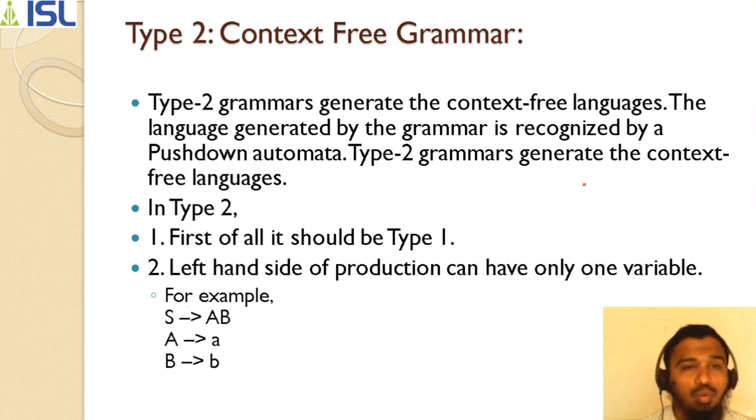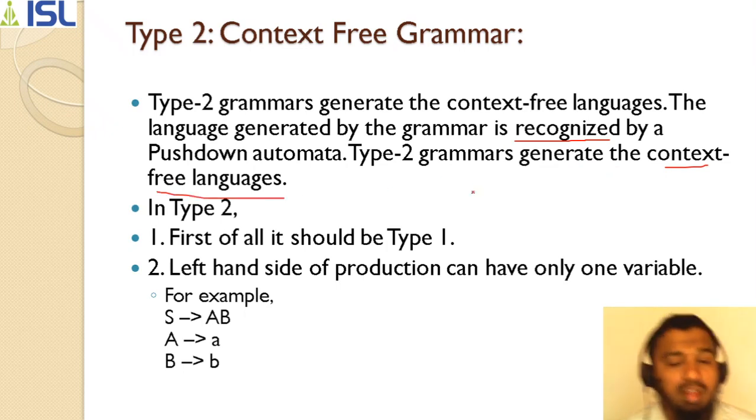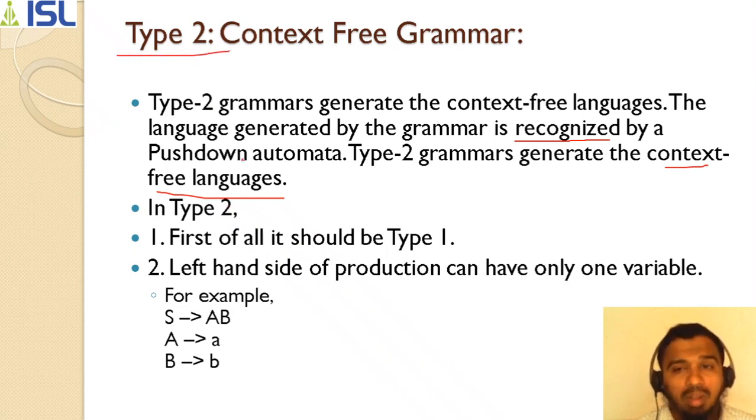If we go to type 2, the type 2 grammar generates the context free languages. The language generated by the grammar is recognized by a pushdown automata. Type 2 grammar generates the context free language. It will generate the context free grammar or context free language.